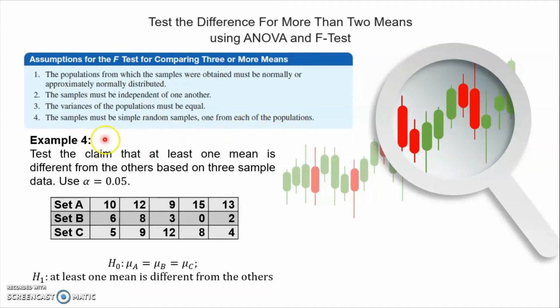Let us look at example 4. Test the claim that at least one mean is different from the others based on 3 sample data. The alpha is 0.05. Based on this example 4, we write the hypothesis like this, and then we copy this data and use Microsoft Excel to test the claim.